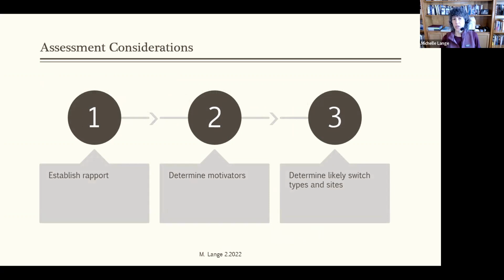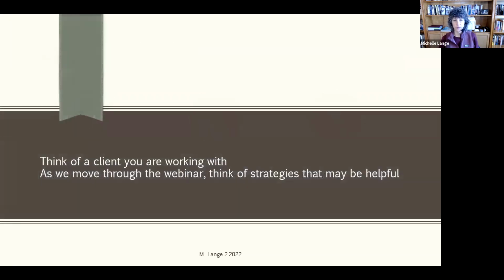So here are some things we need to keep in mind. We need to first establish rapport. Now, that's therapy 101. I know all of us have different roles on the team, but it's very, very important that we establish some type of relationship with the client, often with the caregivers as well, that there's a connection there, there's a level of trust there. And that can take a while with some of our clients. We then have to determine motivators, and I really rely on caregivers quite a bit to help me with this as well. And then from there, we can start determining likely switch types, likely switch sites.